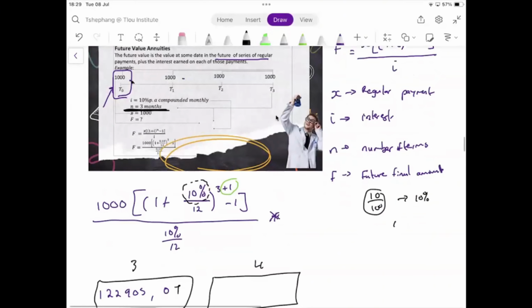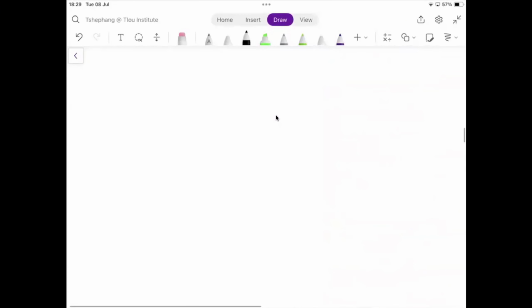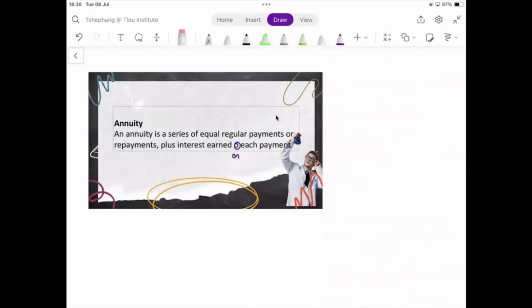Okay. Somebody's asking me to repeat the definition of annuity. So, an annuity is a series of equal regular payments or repayments plus interest earned on each payment. If you'd like, you can take a screenshot of that. Just remember that it's supposed to be on each payment.